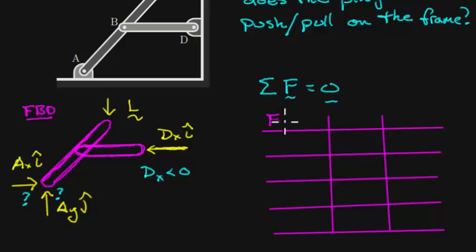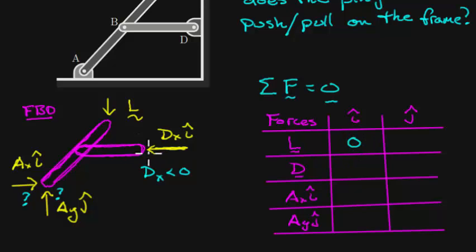We'll put lists of all the forces here, and we'll look at the i hat, or the horizontal components, and the j hat, or vertical components, of these forces. So here I have the forces listed: L, D, AX, and AY. And let's look at the horizontal pieces first. So L is perfectly downward. It's vertical. So there is no horizontal piece here.